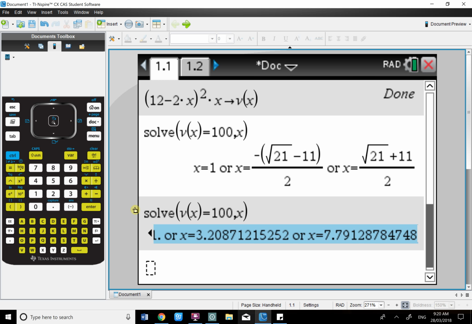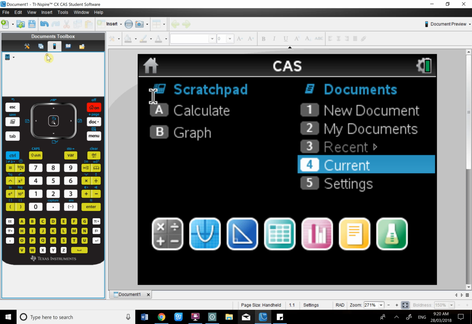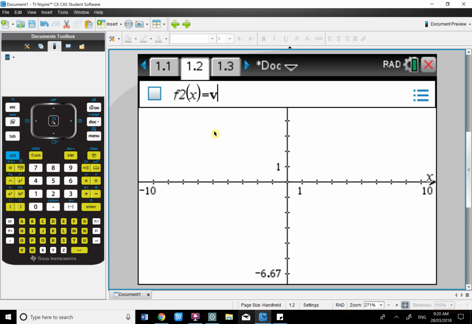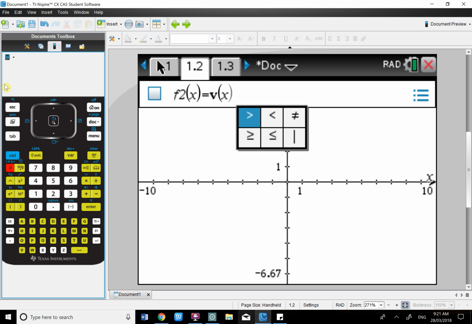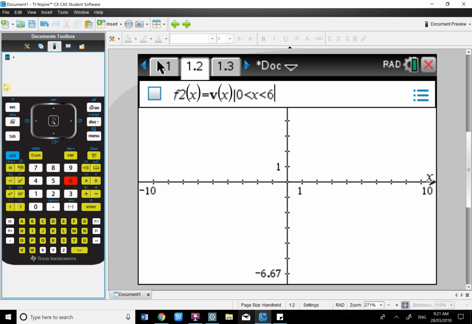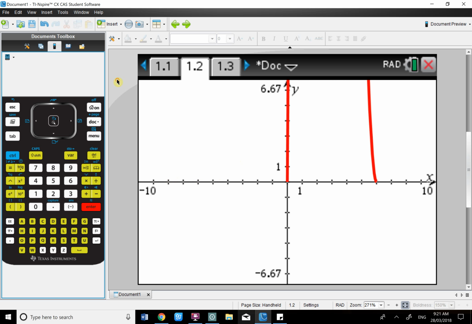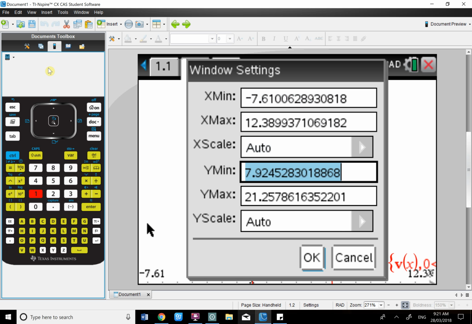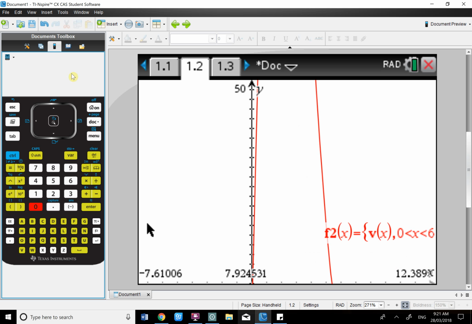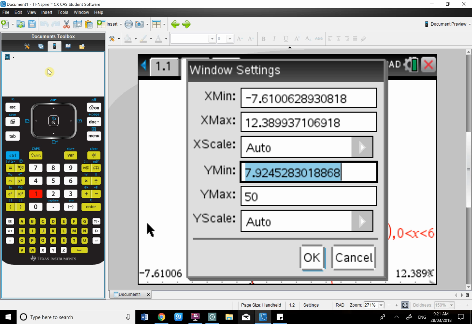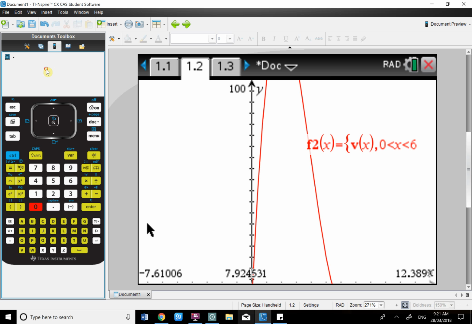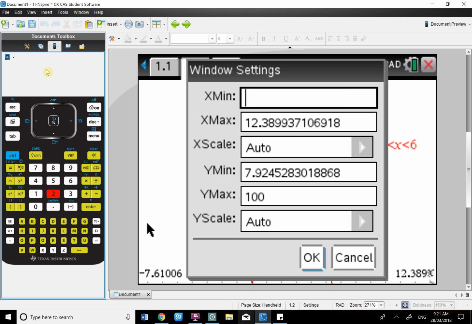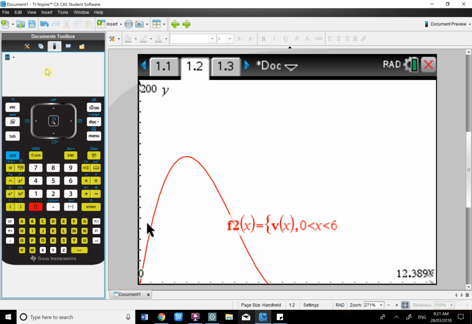Finish up this last bit. If you sketch a graph of Vx and restrict it in between 0 to 6, because I can't cut more than 6 or less than 0. Just drag it a little bit. Okay, I will change it to 50. Still too small. Let's go for 200. Okay, that's the shape of the graph.